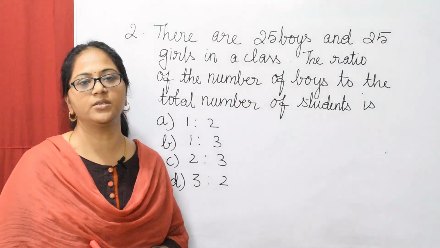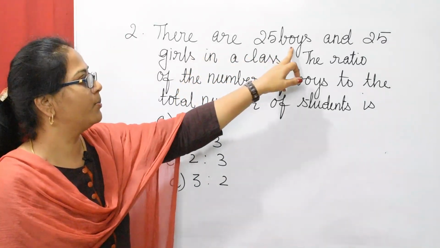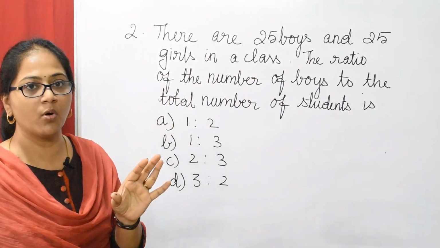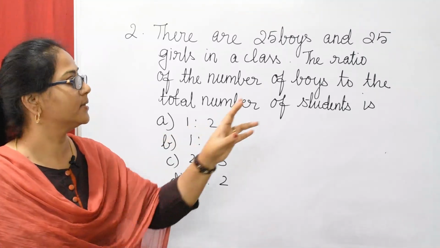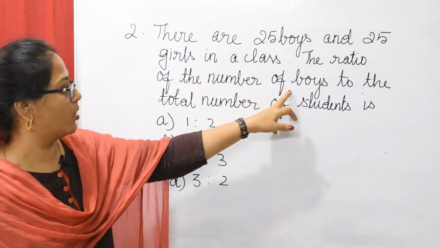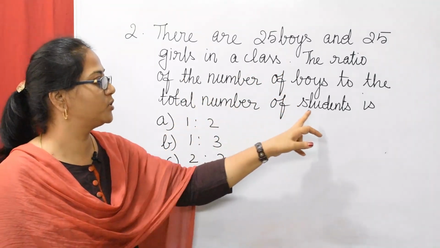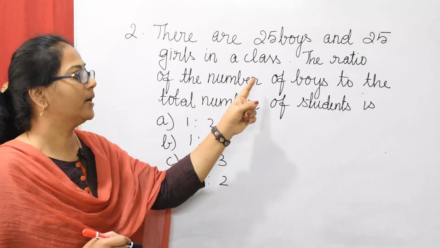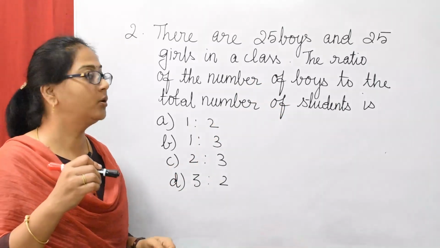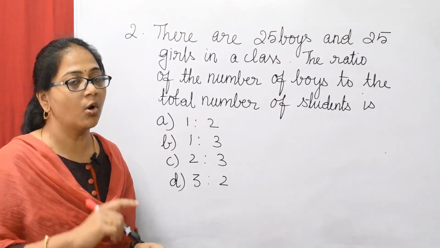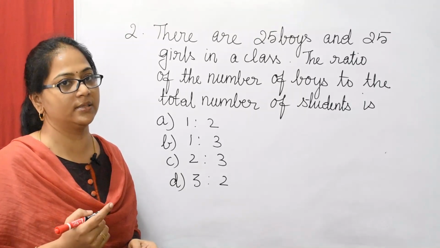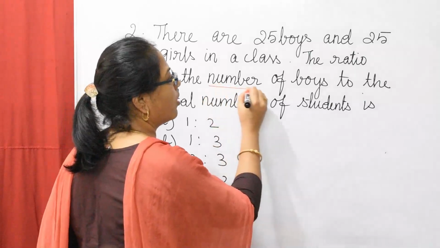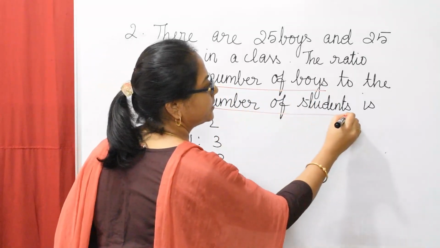Now let's start question 2. There are 25 boys and 25 girls in a class. The ratio of number of boys to the total number of students. The question they have asked here is total number of boys to the total number of students, not to the total number of girls. So number of boys to the number of students.